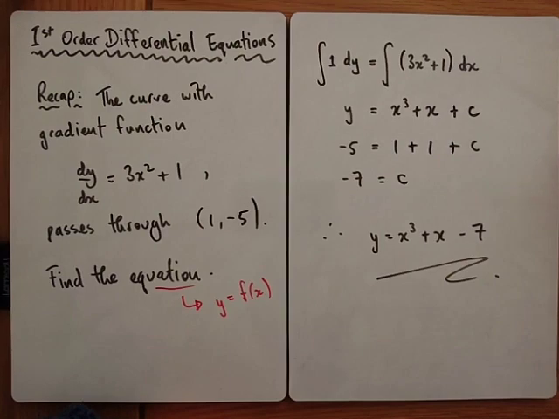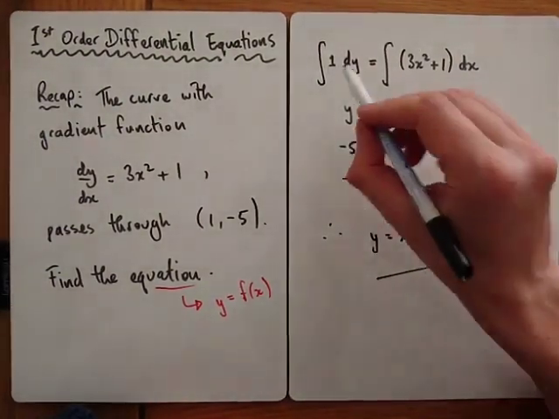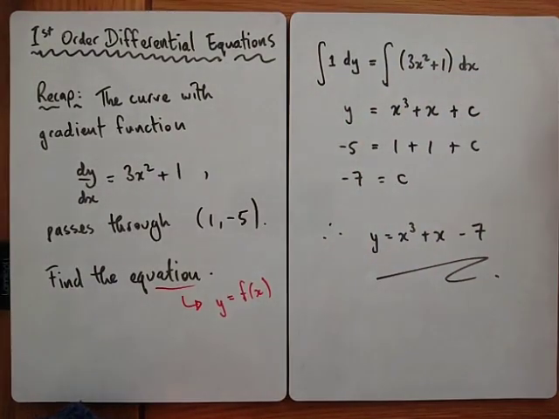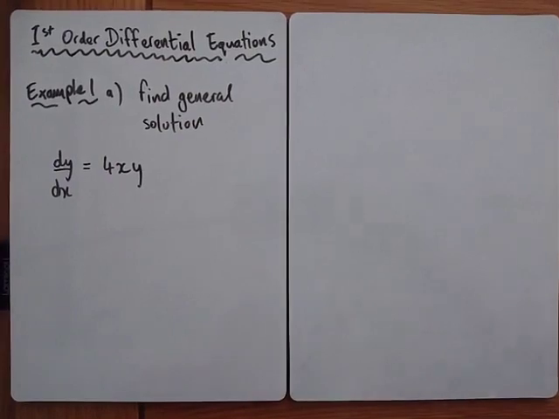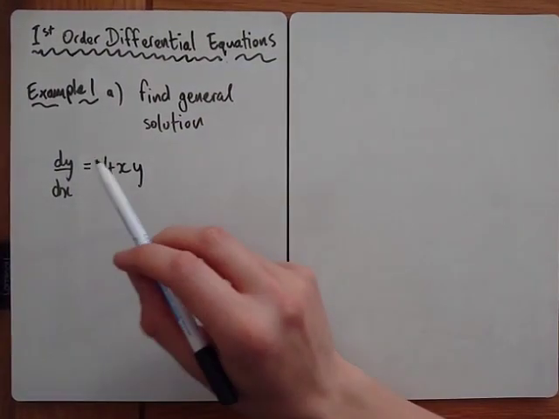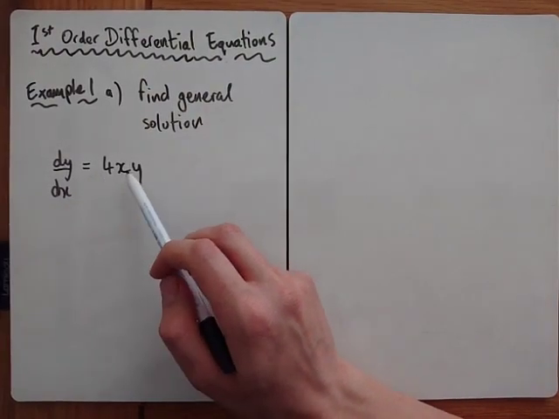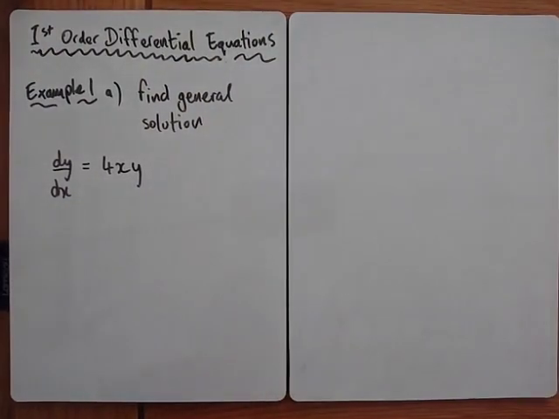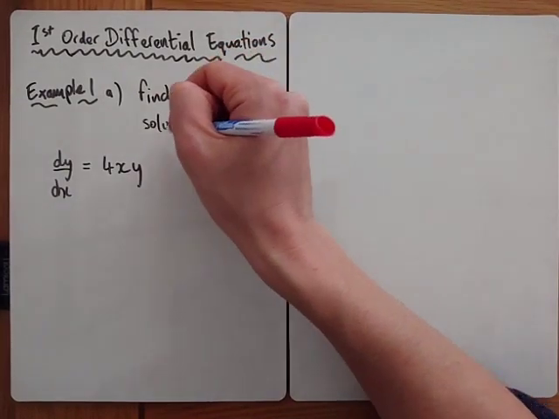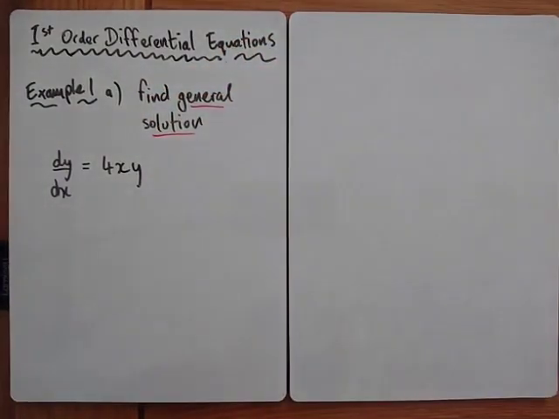The technique is just called separation of variables, because you split up the x's, split up the y's. And that's the key step here, how we're going to solve some more complicated differential equations. Okay, so our first example says find the general solution of dy by dx equals 4xy. General solution, just while you're getting used to the terminology, essentially means that we're still going to have a constant in our equation. We haven't got enough information to find the exact solution. That'll come in the next part of the question.